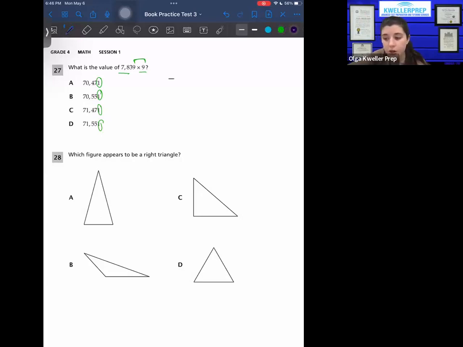So in this question, all I would do is I would carefully multiply it out. So 7,839 times 9. We're going to follow our rules. 9 times 9 is 81. That's 1. I'm going to carry the 8. 9 times 3 is 27 plus 8 is 35. So 5 and carry 3. 9 times 8 is 72 plus 3, 75. So 5 and carry 7. And 9 times 7 is 63 plus 7 is 70. So we get our answer of 70,551.